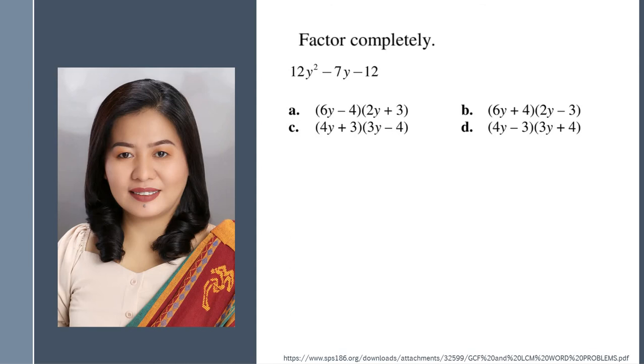Okay, so this is just similar to the previous number. We have solved it earlier. The answer for this one is letter C, because 4y times negative 4 is negative 16y, and 3 times 3y is 9y. So that gives us a negative 7y.